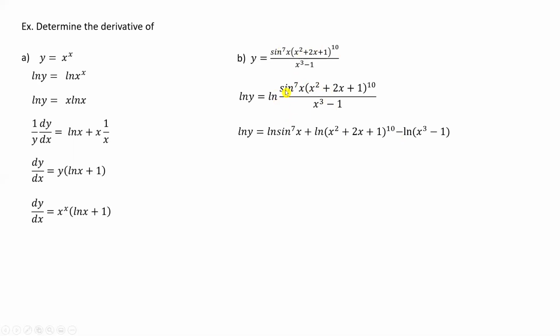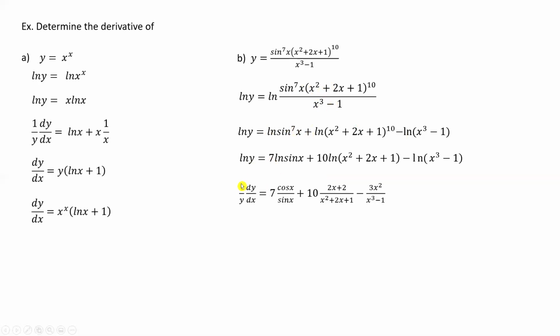So the ln of (sin x)^7 times (x squared plus 2x plus 1)^10 over (x cubed minus 1) becomes the ln of (sin x)^7, plus, because this is multiplication, the ln of (x squared plus 2x plus 1)^10, minus the ln of (x cubed minus 1), because that's a quotient. Now, what else can we do? Another log rule: bring down those exponents, and that will get rid of the chain rule. So by taking the ln of both sides, we've managed to get rid of products and change it to addition, quotients, change it to subtraction, and powers, change it to multiplication. Much simpler. Take the derivative now.